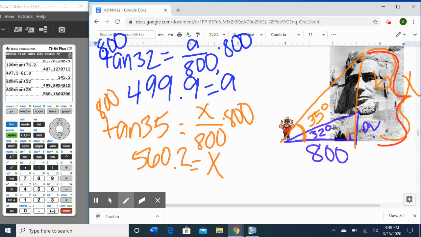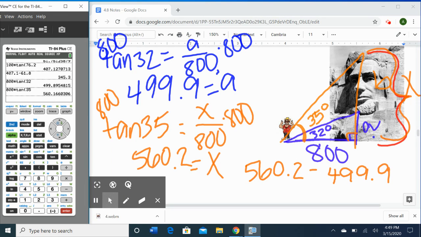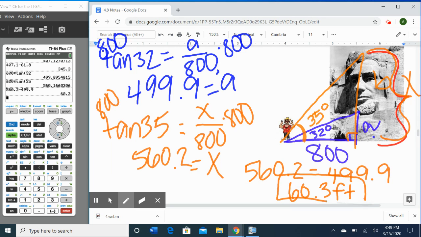So if I want to know how long his face is, I'm going to take 560.2 minus 499.9. That is, height is 60.3 feet. And if you want to Google that, you are welcome to fact check me. But that's how you do examples.